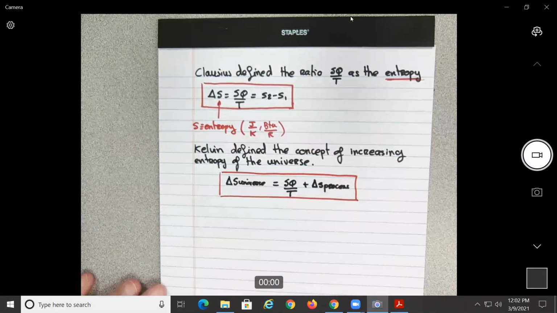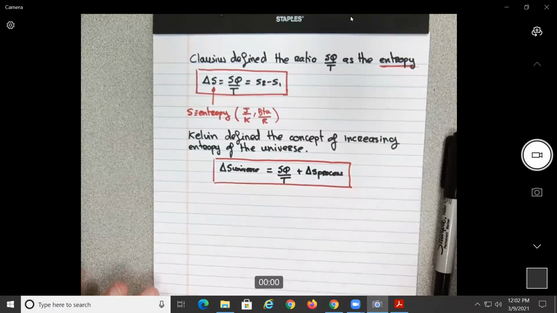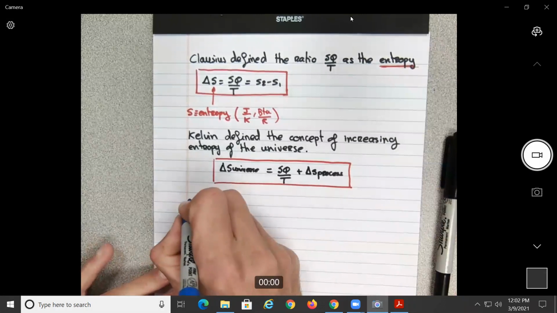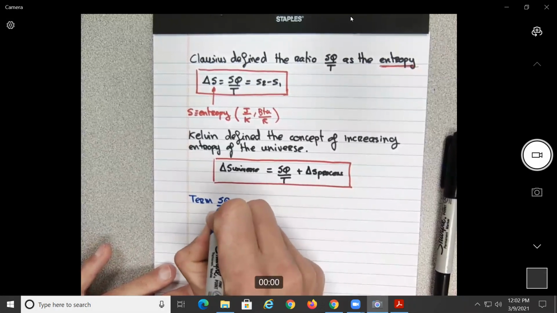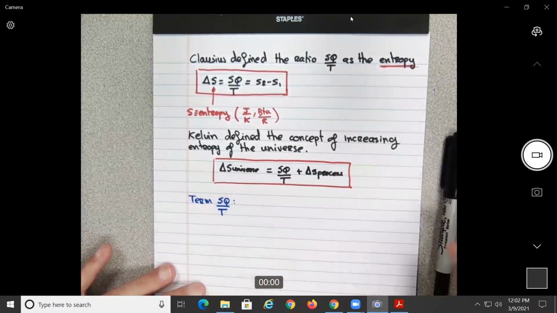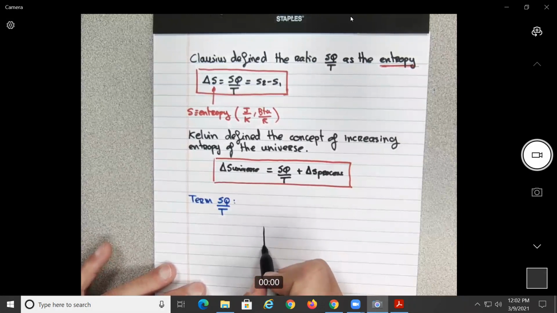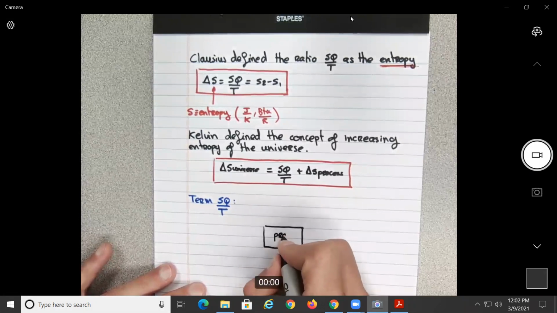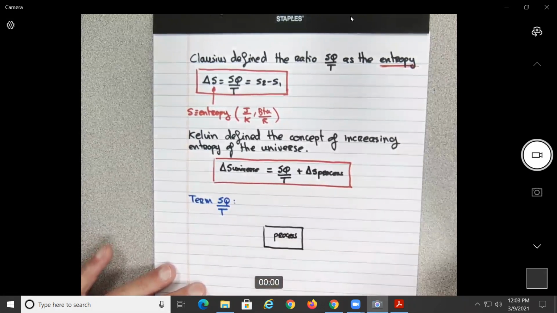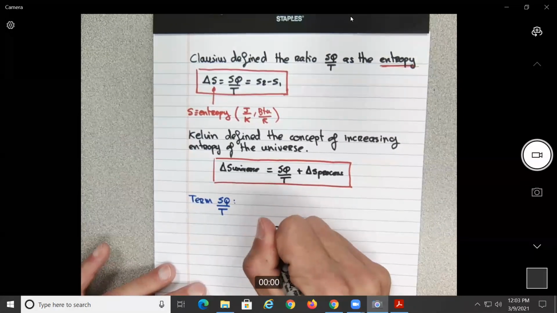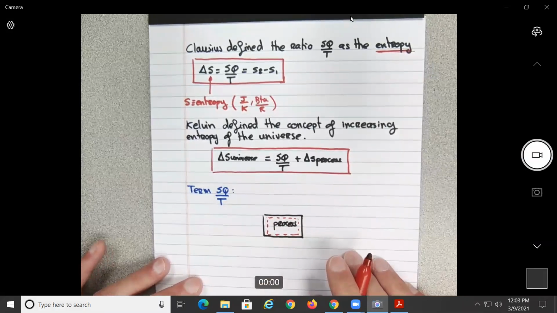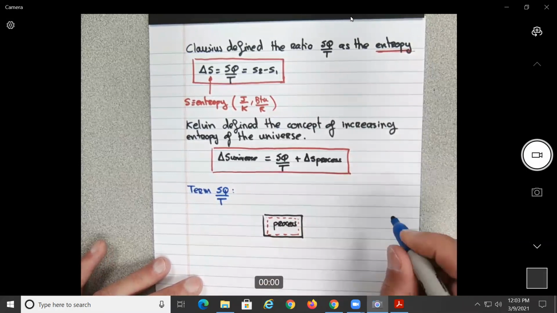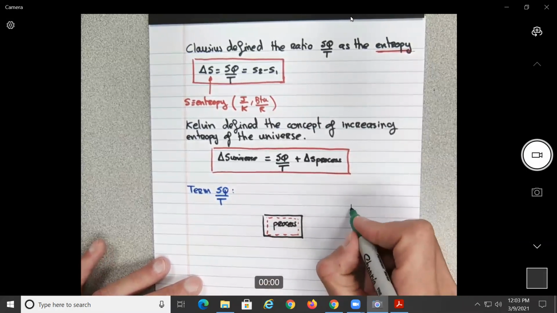Okay, and here, be careful with the term delta Q over T, because sometimes I've seen that it creates some issues. So this is our process or cycle. Since I put process here, let me put process. All right, and let's recall the sign convention for this.